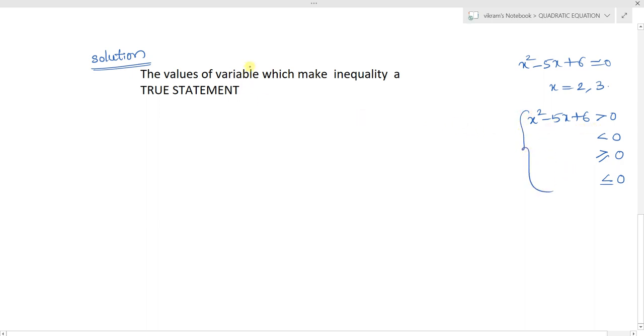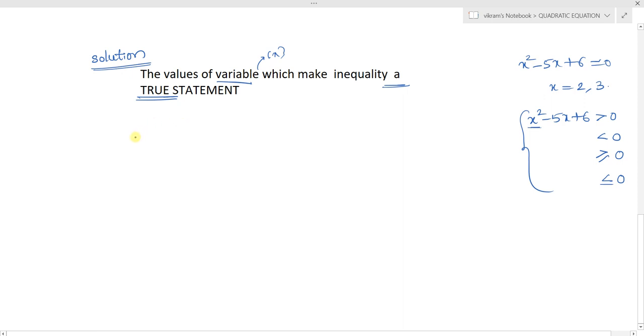The solution of an inequality is nothing but the values of the variable. Generally we represent the variable as x. The values of the variable which make the inequality a true statement are called the solution for the given expression, here the inequality.